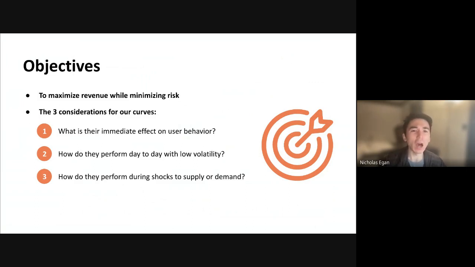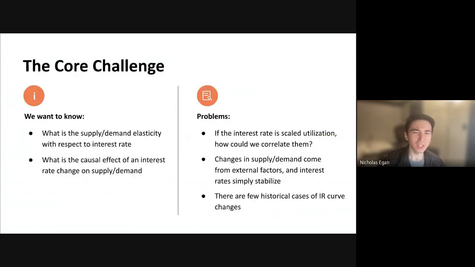Secondly, how do they perform day to day in periods of low volatility? And finally, how do they perform during shocks to supplier demand that will push us to areas of extremely high or extremely low utilization?